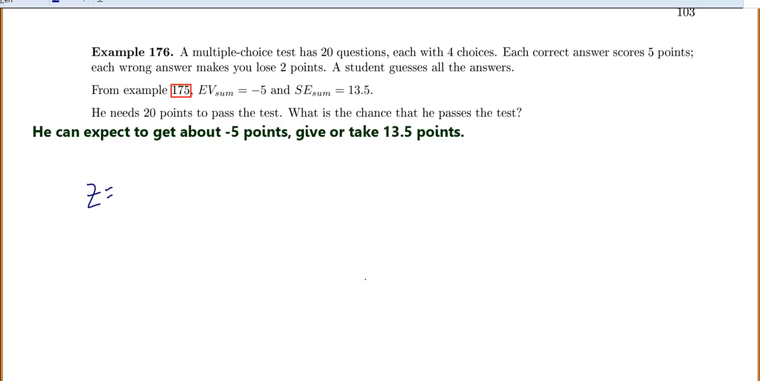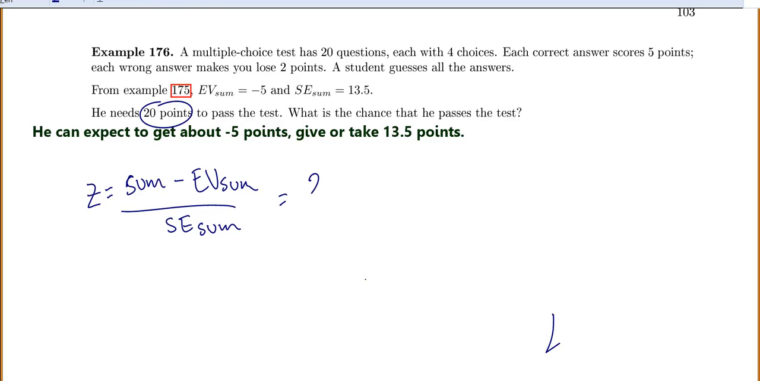So to find a chance, you do the sum that you're interested in minus the expected value of the sum divided by the standard error of the sum. So the sum we're interested in is 20 points. He needs 20 points to pass. So 20 minus the expected value of the sum, which is -5, divided by the standard error of the sum, which is 13.5. So this gives me 1.845.